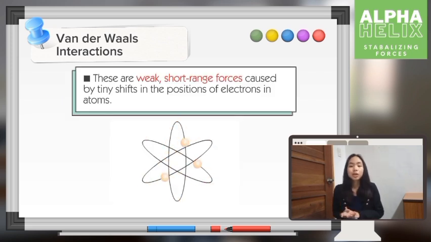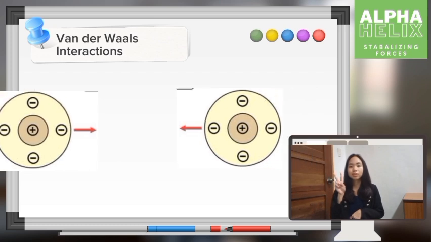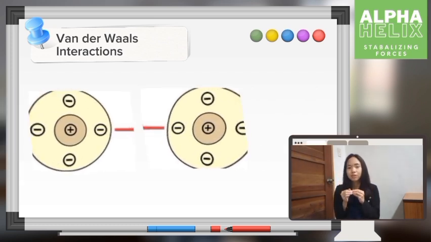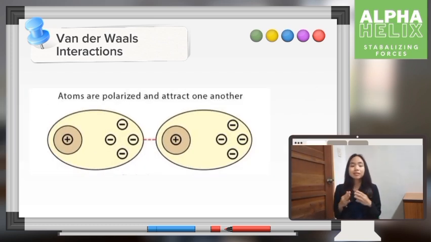So these are weak, short-range forces caused by tiny shifts in the positions of electrons and atoms. So when two non-polar side chains get very close, their electron clouds can temporarily synchronize, creating transient dipoles that attract each other.